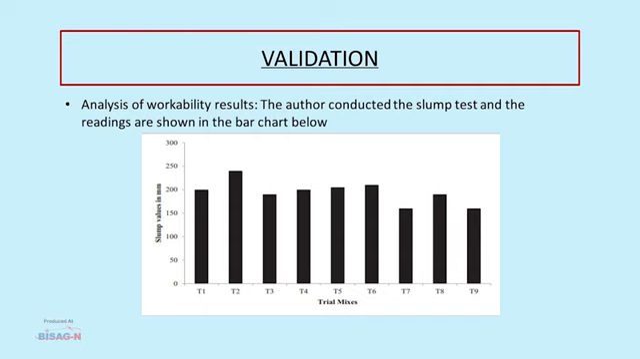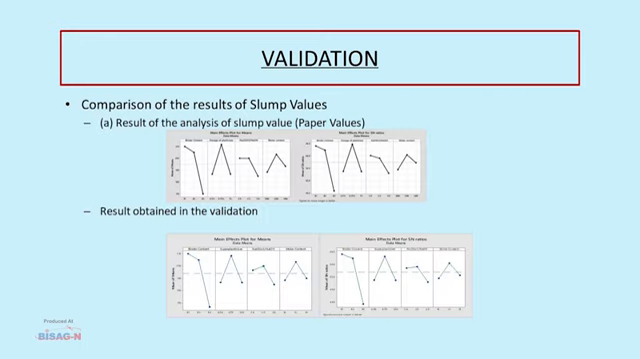Analysis of the workability results. The author had conducted the slump test, and the readings have been depicted in the bar chart here. Comparison of the results from the validation. We have the results from the paper that was published and the results obtained by the validation which was done.